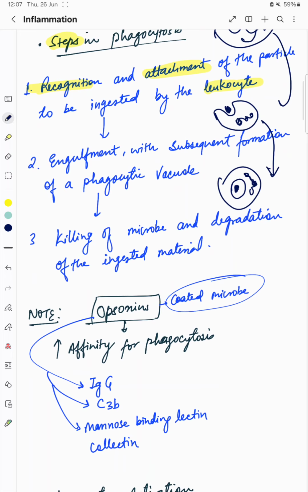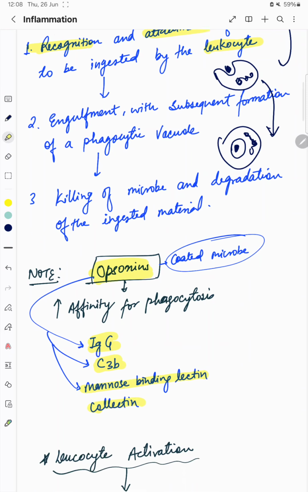So what are opsonins? One important terminology is opsonin. They basically increase the affinity for phagocytosis. They coat the microbes and increase their affinity for phagocytosis. Examples of opsonins are IgG, C3b, mannose binding lectin, and collectin.